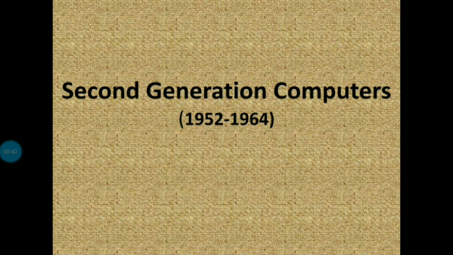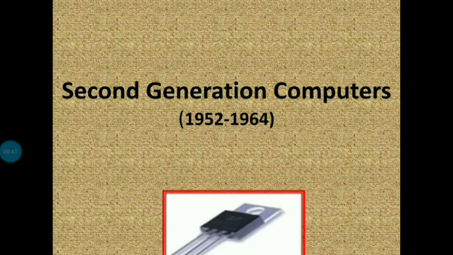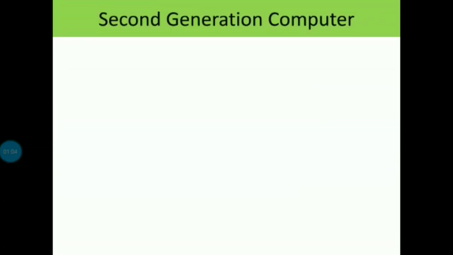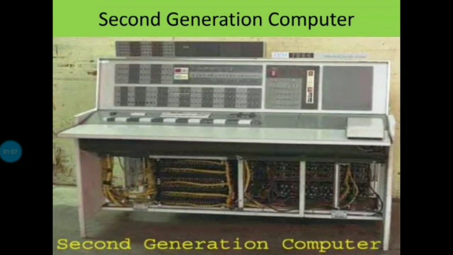The duration of the second generation computer is 1952 to 1964. See this diagram, this is called a transistor. Using transistors, second generation computers were manufactured. Later we will discuss transistors in more detail. The second generation computer looked like this picture. Compared to the first generation computer, it is very small. Now the characteristics of the second generation computer.